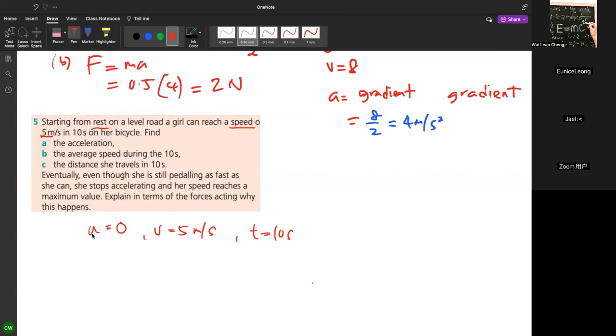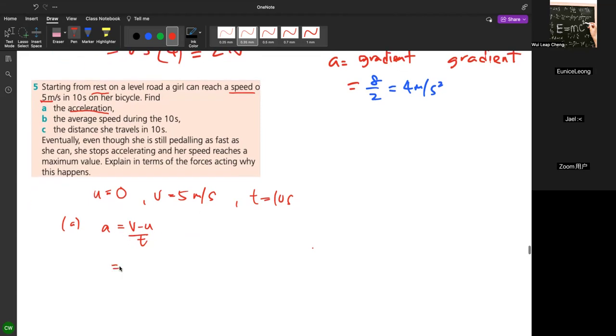So basically you have this. U stands for initial speed, V stands for final speed, and this is time. Number one, we need to look for acceleration. Do you know the formula for acceleration? Acceleration is V minus U over T. You need to take the final value minus initial value divided by time taken.